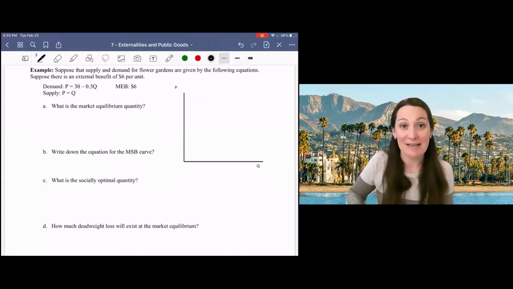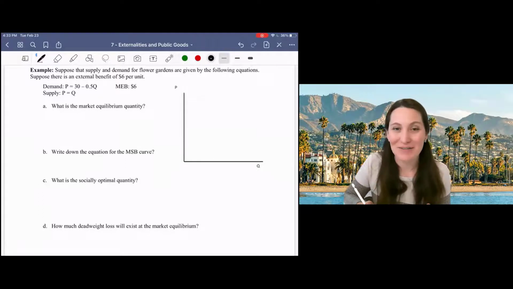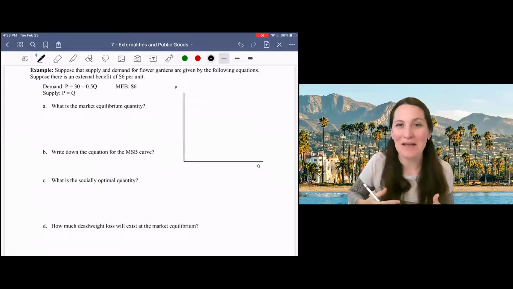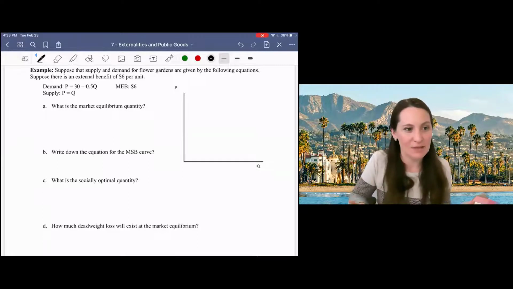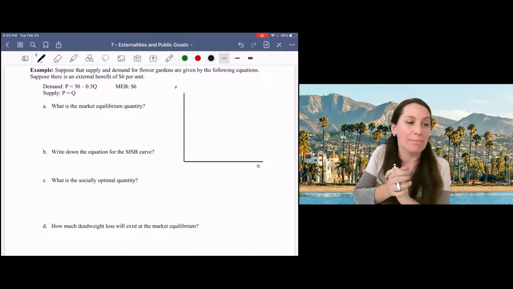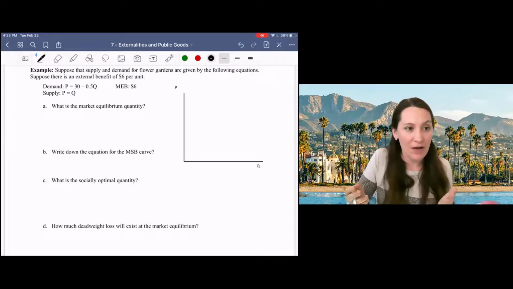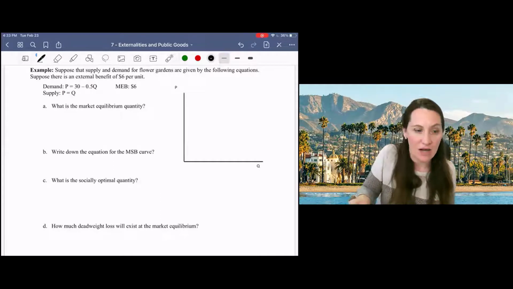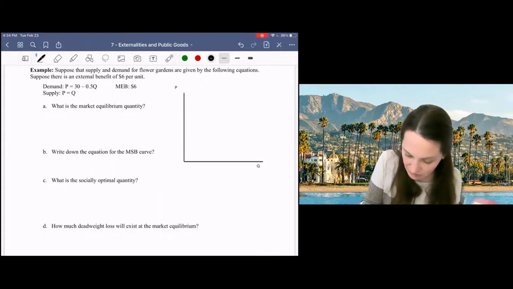Here we have a number example to work through to show us the effect of a positive externality on this market. So here we have flower gardens, which of course make me happy as I walk around my neighborhood. I appreciate the lovely flowers that my neighbors have planted, but they don't really take that into account when they decide how many flowers to plant in their yard. So we have an external benefit associated with flowers of, say, $6 per unit.